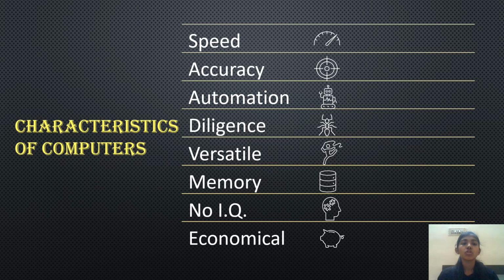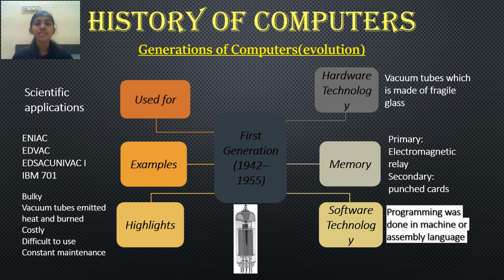Characteristics of computer. Some of the characteristics of computers are speed, accuracy, automation, diligence, versatility, memory, no IQ, economy. History of computers. In this, I will discuss the 5 generations of computers.